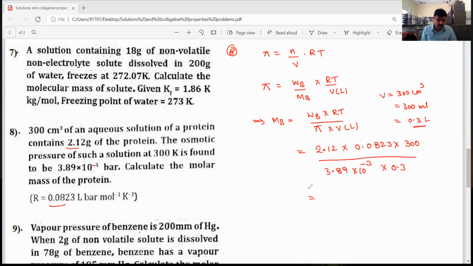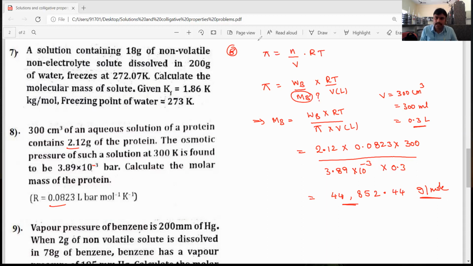On simplification, we are getting 44,852.44 gram per mole. This is the protein gram molecular weight, or molar mass of the protein, using the osmotic pressure concept. Okay, pi is equal to CRT, which is nothing but pi is equal to n by V into RT. n is nothing but weight by gram molecular weight of solute. So the WB is what we are finding out. Okay, this is about the eighth question.